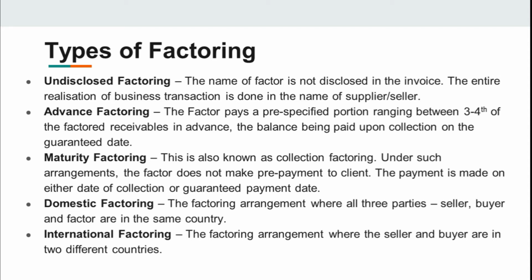So the factor pays a pre-specified portion, about 3/4 of the factored receivables, in advance. As we said, it could range between 70 to 80% of the amount, and the rest is paid on receiving the amount which was due from the buyer on that particular guaranteed date.